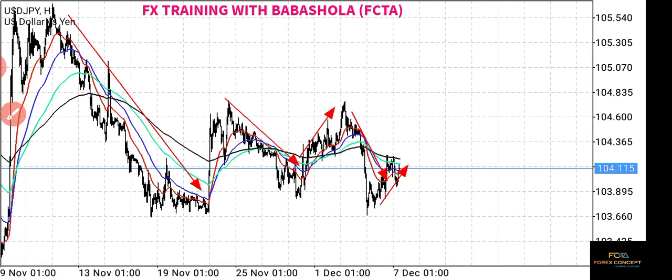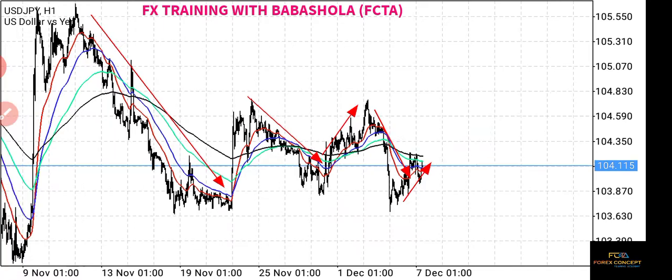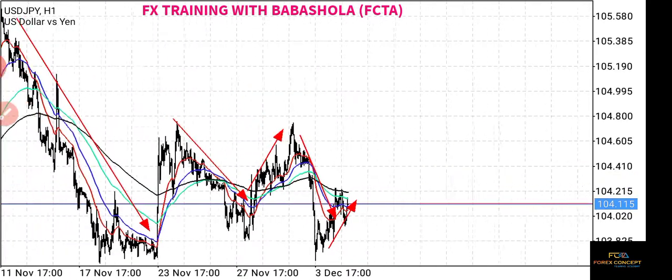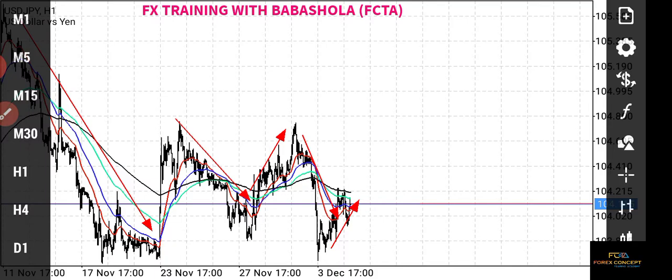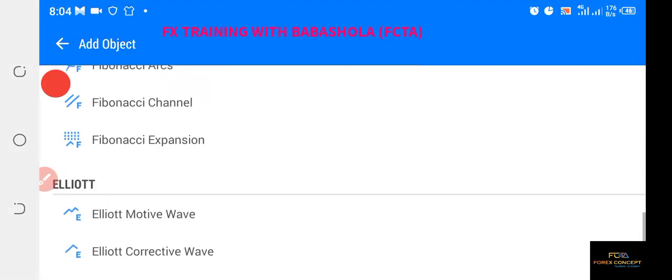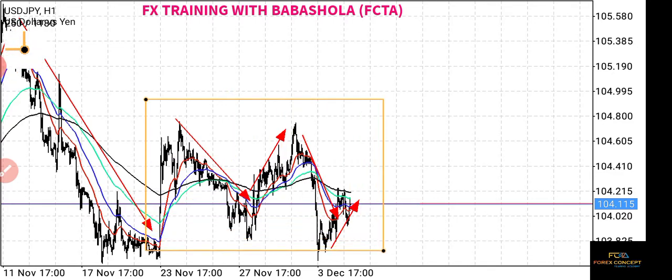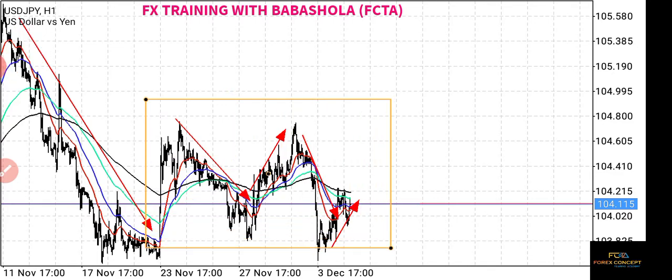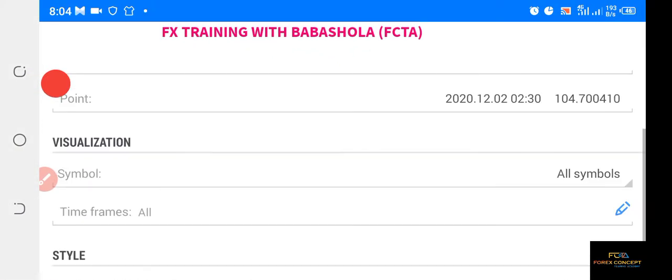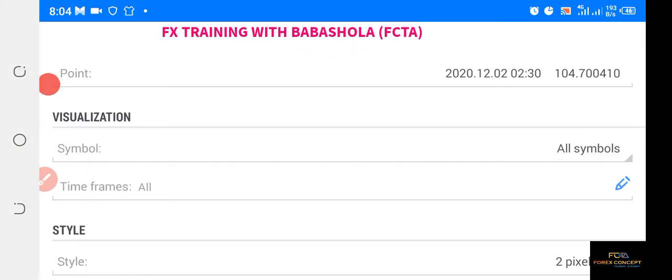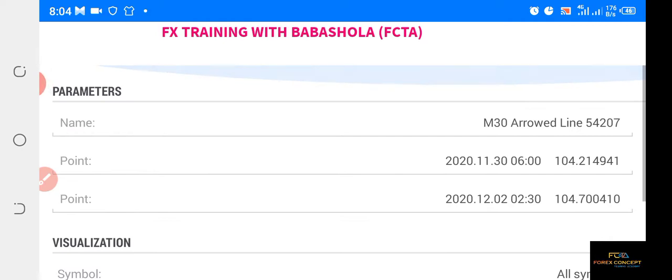On the H4 chart, on the H1 chart, it seems the price is ranging. Although there was a downtrend, currently the price seems to be ranging between those points. Between this point, price seems to be ranging.